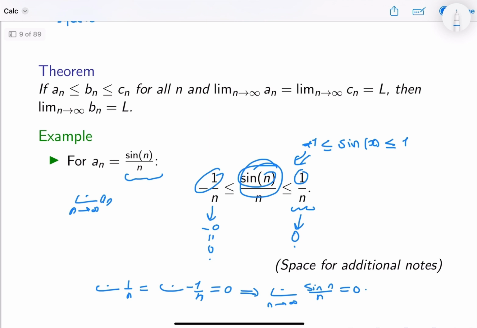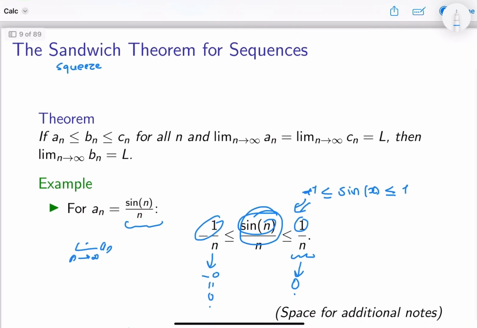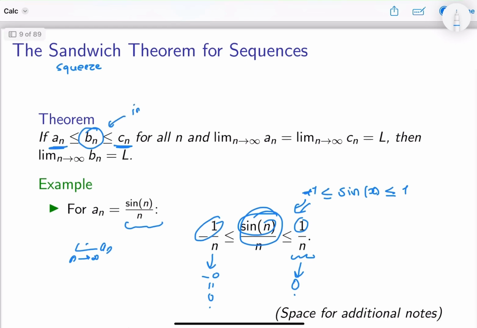And let me state the theorem now. Let me state the theorem in more generality. If you have a sequence B_n, and this sequence B_n is bounded between two sequences, A_n and C_n, and I should stress here, important note, this should happen for every n. What do I mean by that?